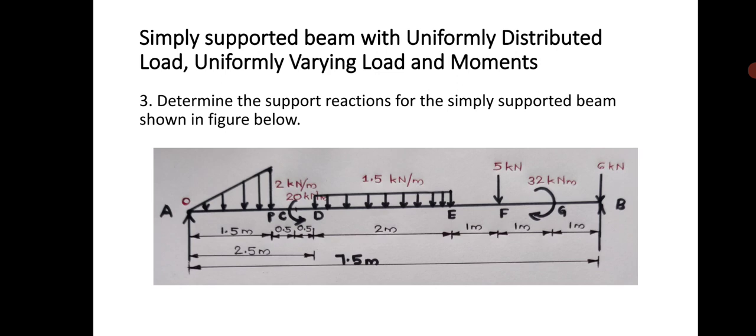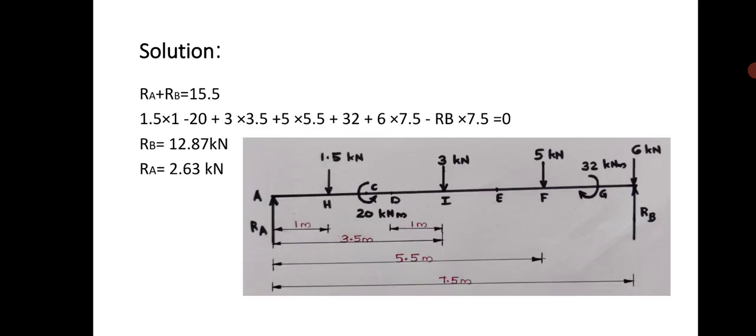The free body diagram will be like this. The triangular load or UVL can be converted to equivalent point load of magnitude equal to half into base into height, that is half into 1.5 into 2. So that will be 1.5 kilonewton, and that will be acting at a distance of 2 by 3 of 1.5 from A. So that will be at a distance of 1 meter from A. So at point H, 1.5 kilonewton is acting.